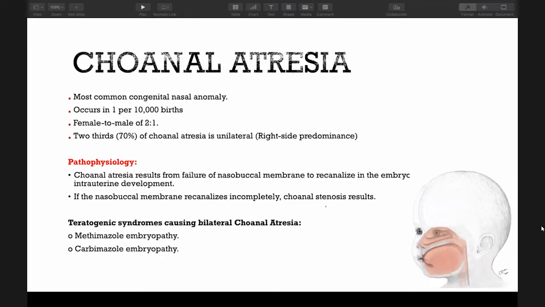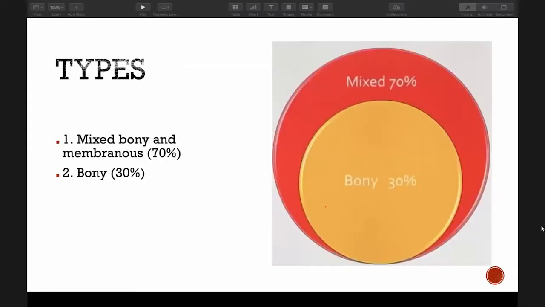There are certain medications that will cause a teratogenic syndrome causing bilateral choanal atresia, which includes the types. The most common is the mixed, which is bony and membranous, 70%, and then we have only bony, 30%.